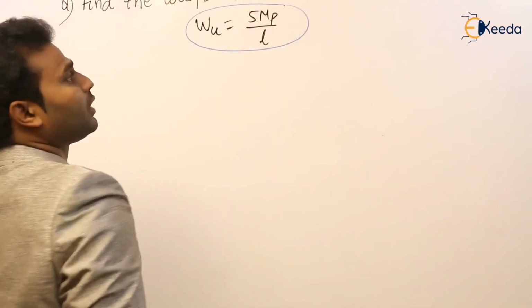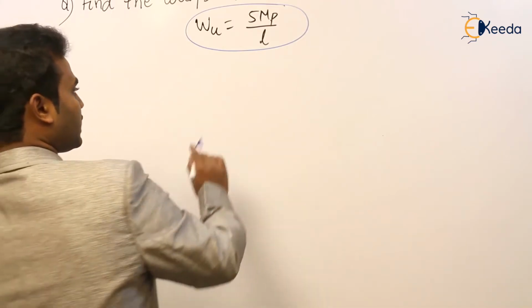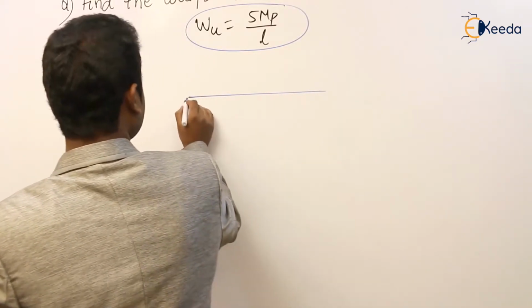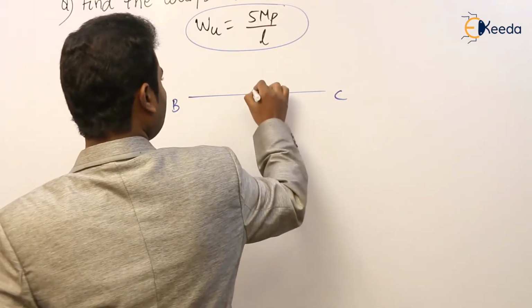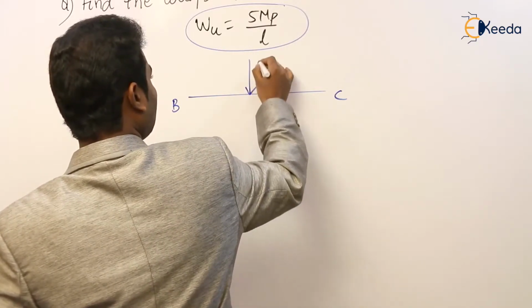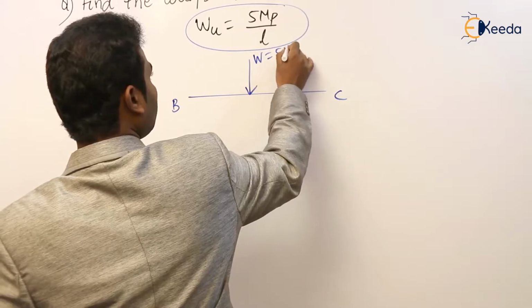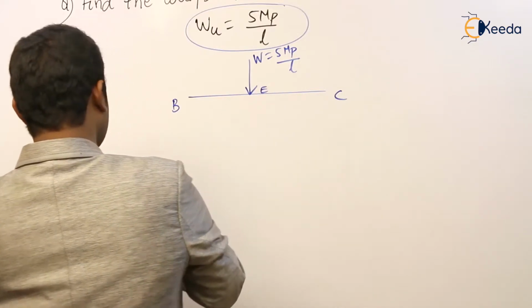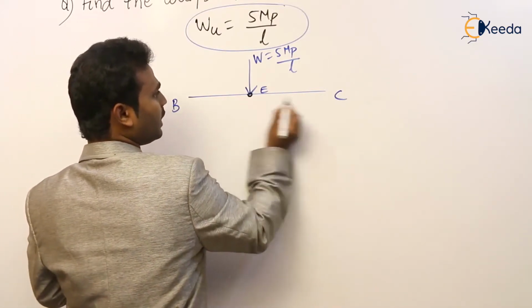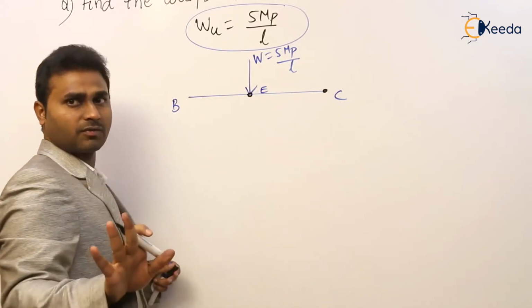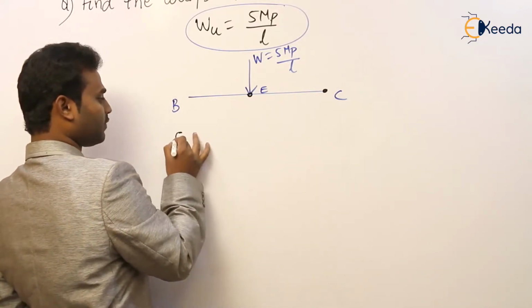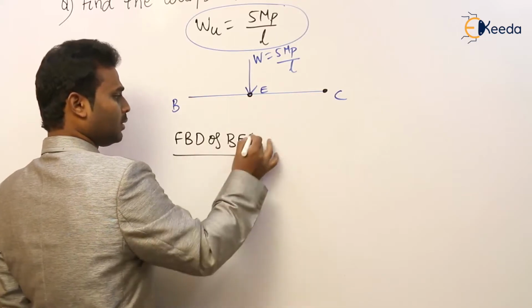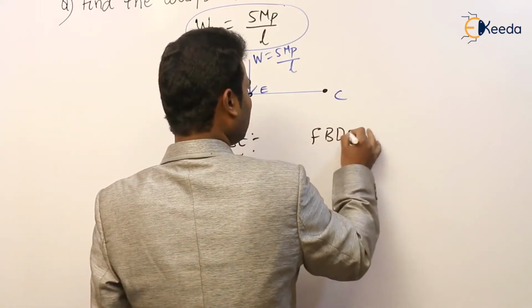Now we have to calculate the moment at B. For that, consider the beam B, C. Here the load W is equal to 5 Mp by L, and here it is G. At all these locations, the plastic hinge is formed at E and at C, but at B the plastic hinge is not formed. So now I am going to consider the free body diagram of BE and the free body diagram of EC.